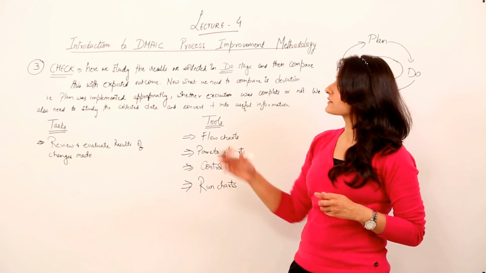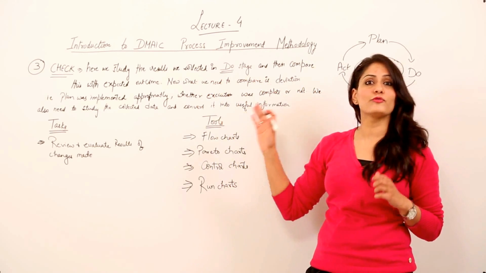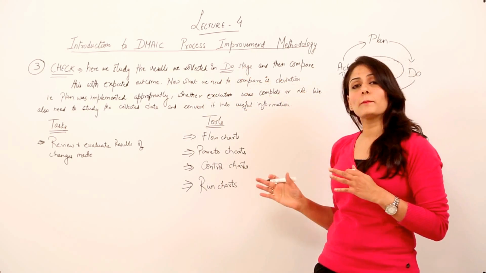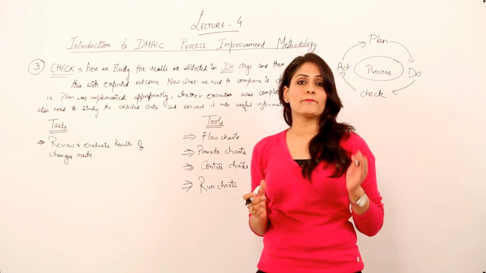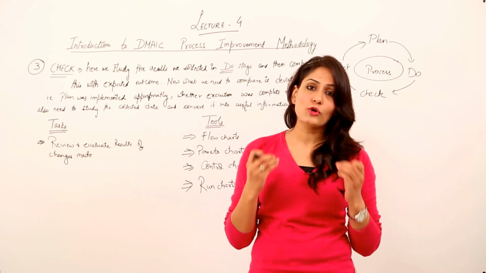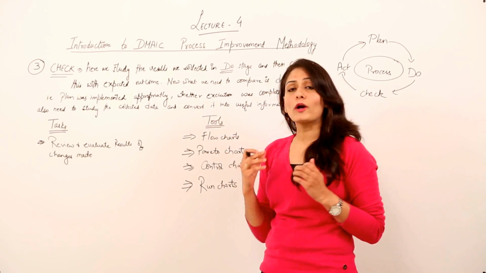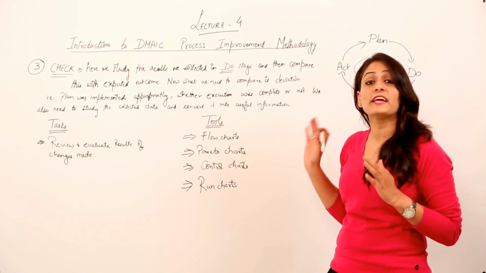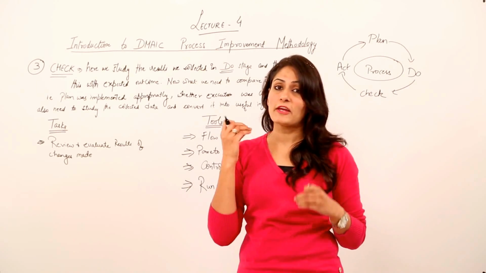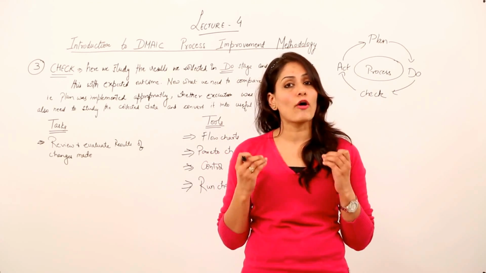Now let's take the third stage, which is check. Here we study the results we collected in the second stage, that is do, and then compare them with the expected outcome, that is whether after implementation we have achieved those results which we planned in the phase 1. And now what we need to compare is deviation. Deviation in implementation, that is if we have implemented the plan properly, was the execution complete or not.